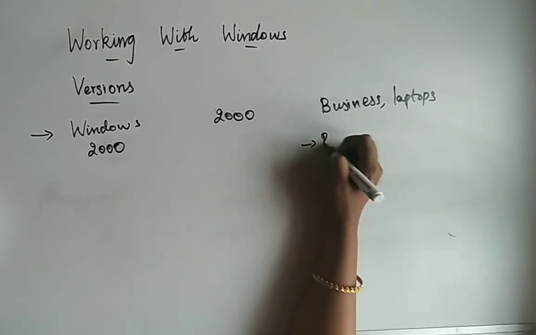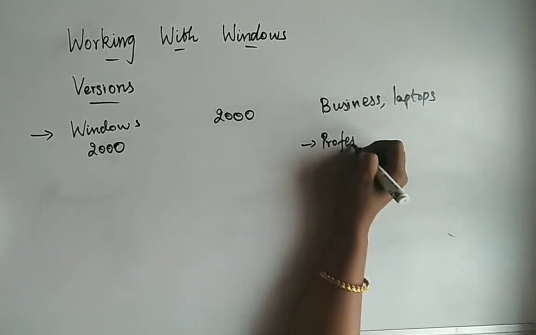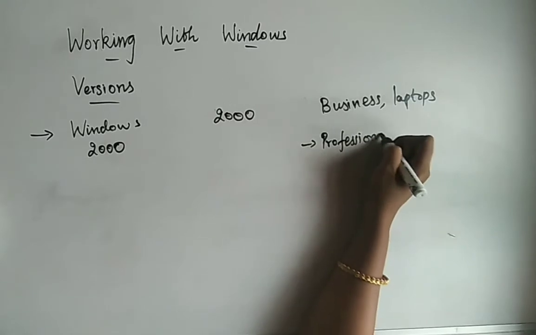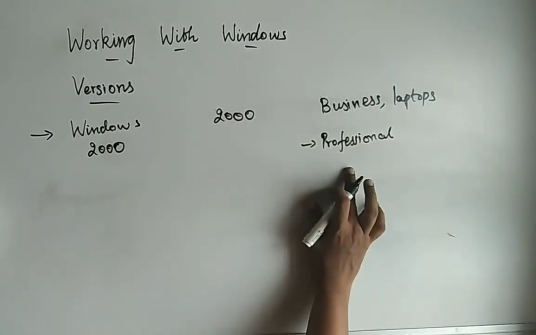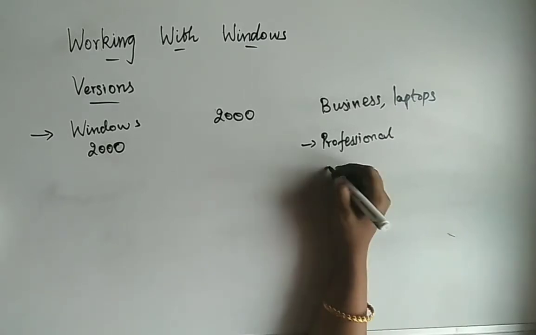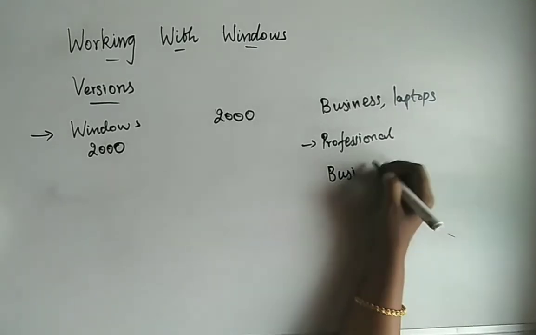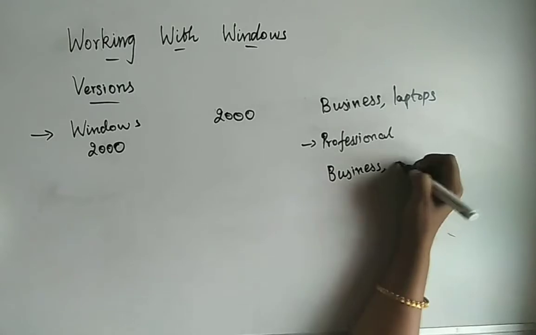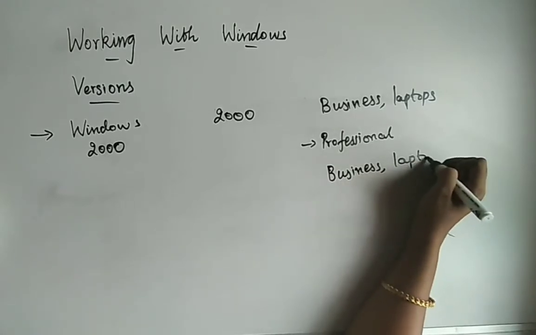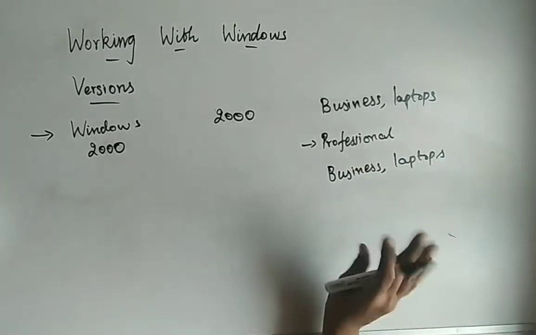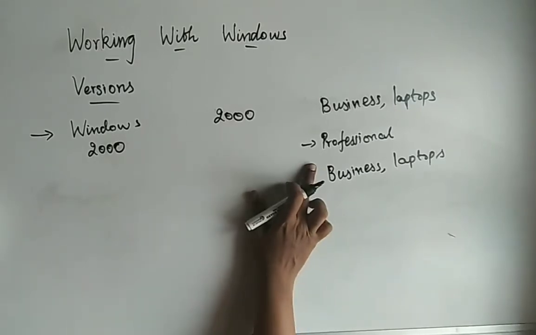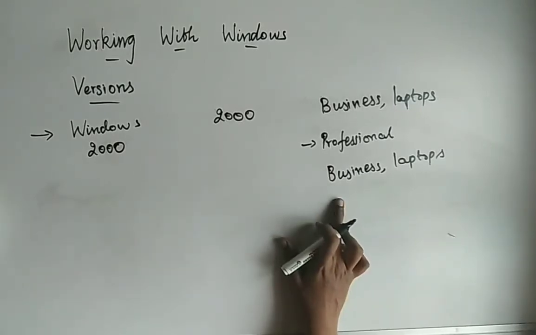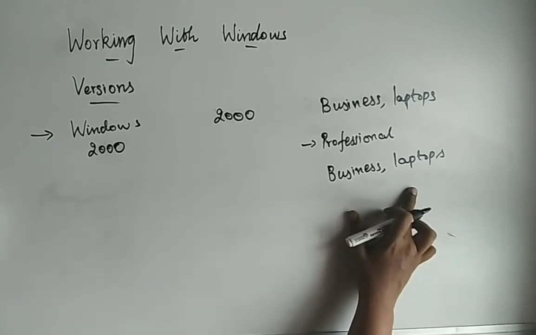The first one is Windows Professional. In which area is it used? This Professional is mainly used in business and laptops. So in Windows 2000 itself, we have four versions. The first one is Professional, which was used in business desktops and laptops.